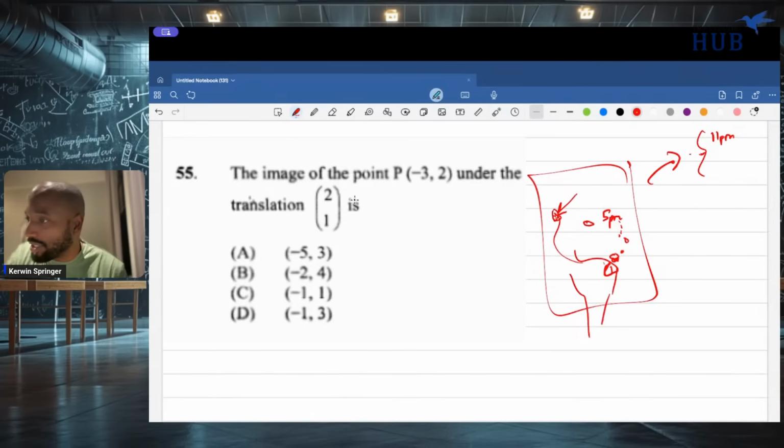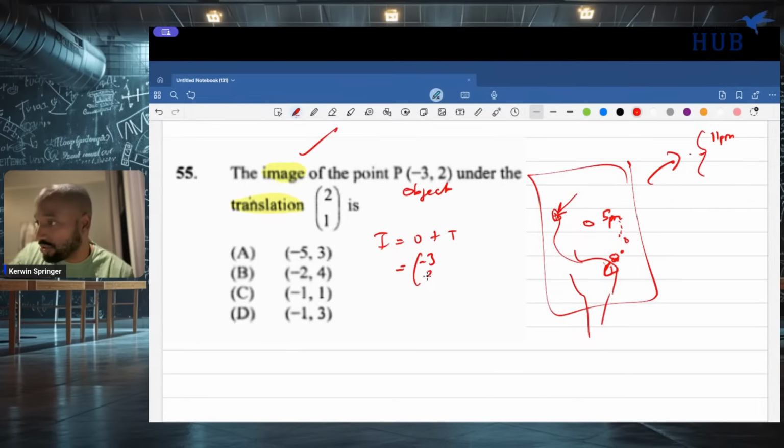The image of the point P under the translation (2, -1). So you gotta be careful with this one. When you see this question again tomorrow, be careful with this. Make sure you understand what is the image, what is the translation, and what they want. So they want the image of the point, right? So the image is what they want. This is the object. This is the translation. So the image is the object plus the translation. So (-3, 2) plus (2, 1). So you have (-1, 3).